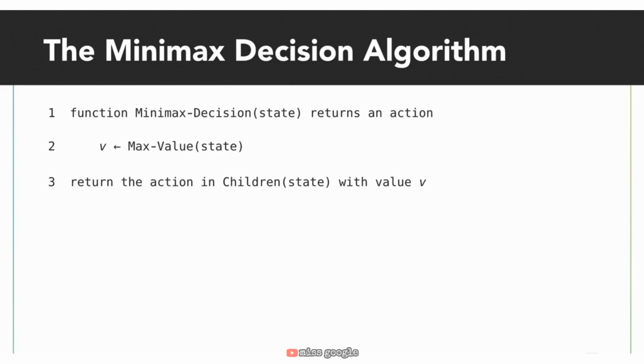So in line 1, we have the declaration of this Minimax decision function, which takes a state as argument and returns an action. Line 2 calls the function that implements the max node decision. This function is called maxValue, and as you can see, it takes the same state of the game as argument. The result of this function is the score chosen by the max node, and it's assigned to a value variable v. In line 3, we return the action among the successors or children of the current state that has the value returned by maxValue.